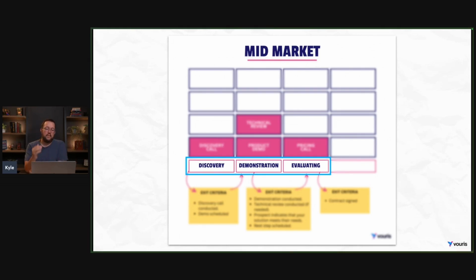So here's an example of a mid-market sale. Price is not always a good way to determine if it's a mid-market sale or not. It's more about the complexity of the sale.